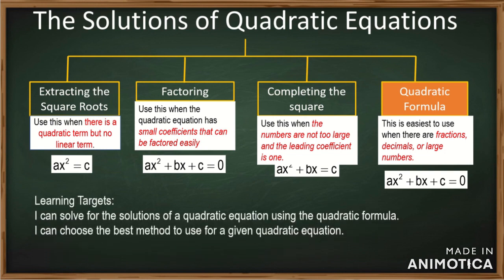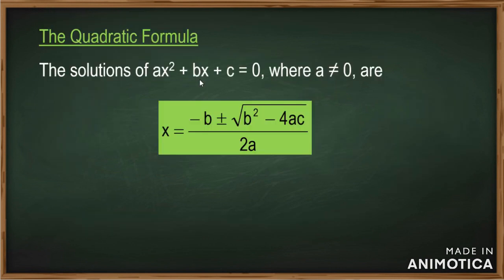I can solve for the solutions of a quadratic equation using the quadratic formula, and I can choose the best method to use for a given quadratic equation. The solutions of ax squared plus bx plus c equals 0, where a should not be equal to 0, are x equals negative b plus minus the square root of b squared minus 4ac over 2a, which is our quadratic formula. Now, let us use this formula in solving quadratic equations.